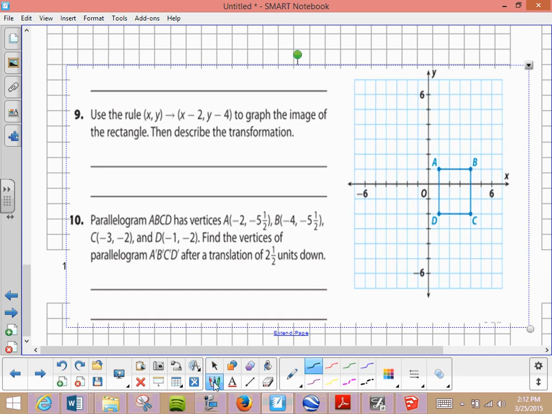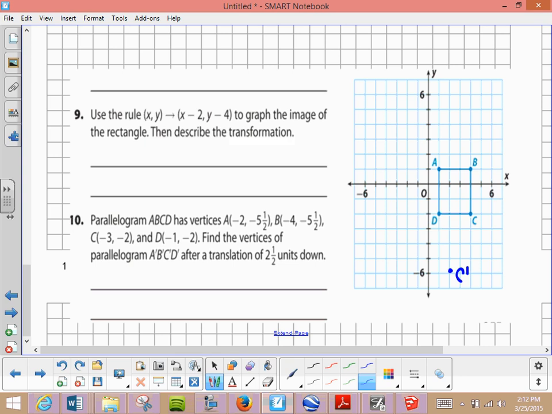Whatever. All right. So for this one, use the rule (x, y) goes to (x minus 2, y minus 4) to graph the image below of the rectangle. This is the transformation. So I'm going to use the easy way. Go 2 to the left and 4 down, right? So that's C prime. That's B prime. That's A prime. And that's D prime. And we're done.